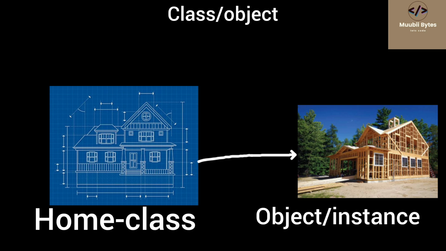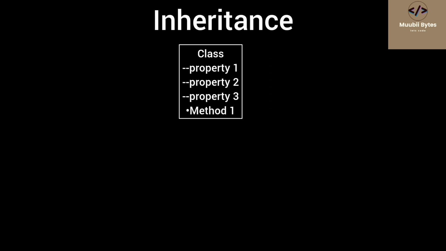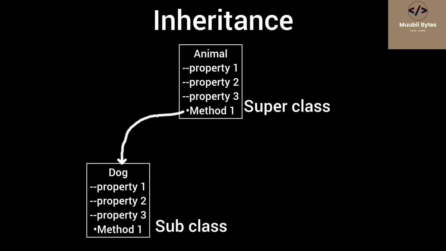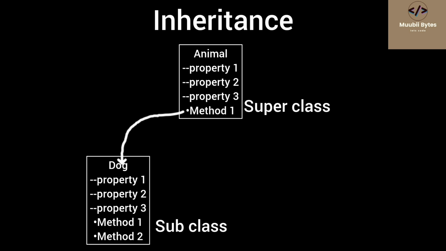Next up, we have inheritance. This is where one class can inherit properties and methods from another class. For example, if you have a class called animal, which is the architecture of the animal object, then you can create a subclass called dog, and dog can inherit all the traits of animal, but also add its own unique features like barking. Inheritance helps you reuse code and avoid repetition. We don't want repetition in programming.